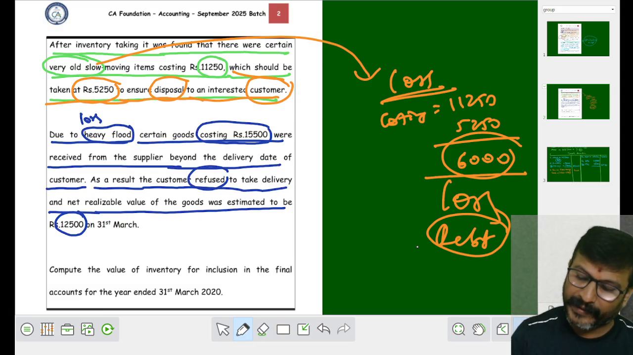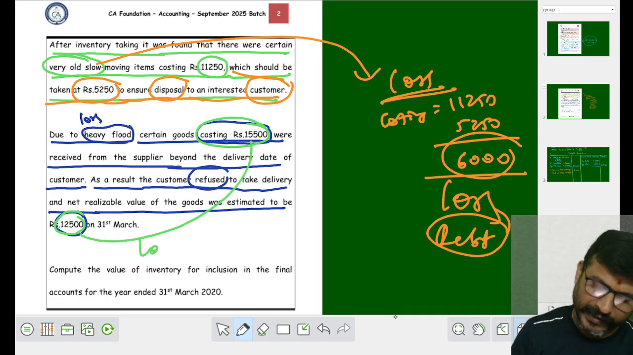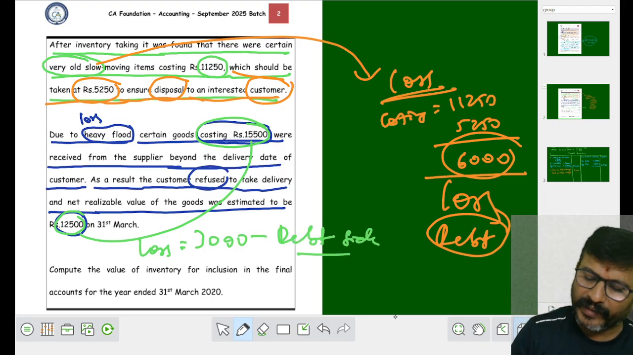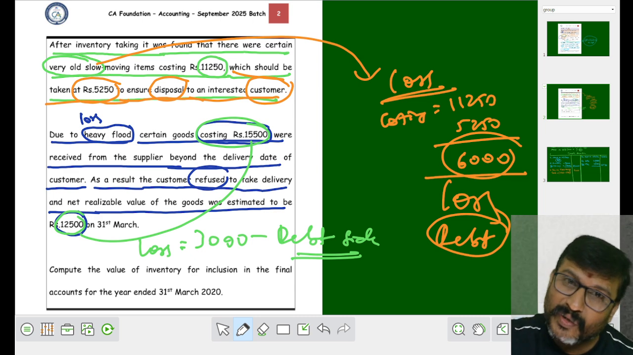See what happened here. 15,500 is the cost of the goods and you have sold it for 12,500. What happened here? There is a loss. Loss is how much? 3,000. It is to be taken on what side? Debit side of your trading account. What I told, my dear students, did you understand?